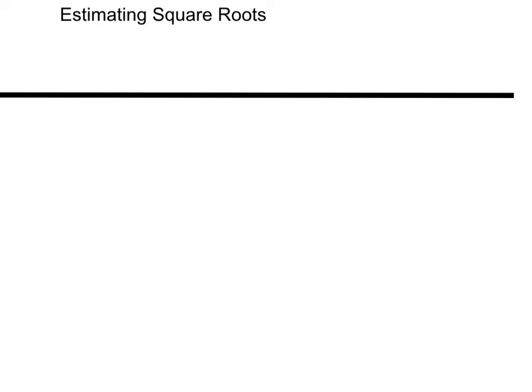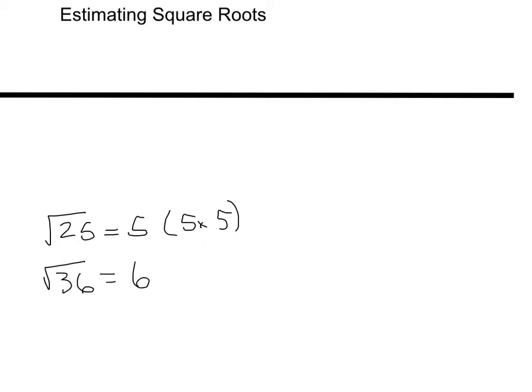Estimating square roots. We've talked about when it's a perfect square, so the square root of 25 is equal to 5 because of 5 times 5. Or same with 36, the square root of 36 is 6 because of 6 times 6. But what happens when it's not a perfect square?